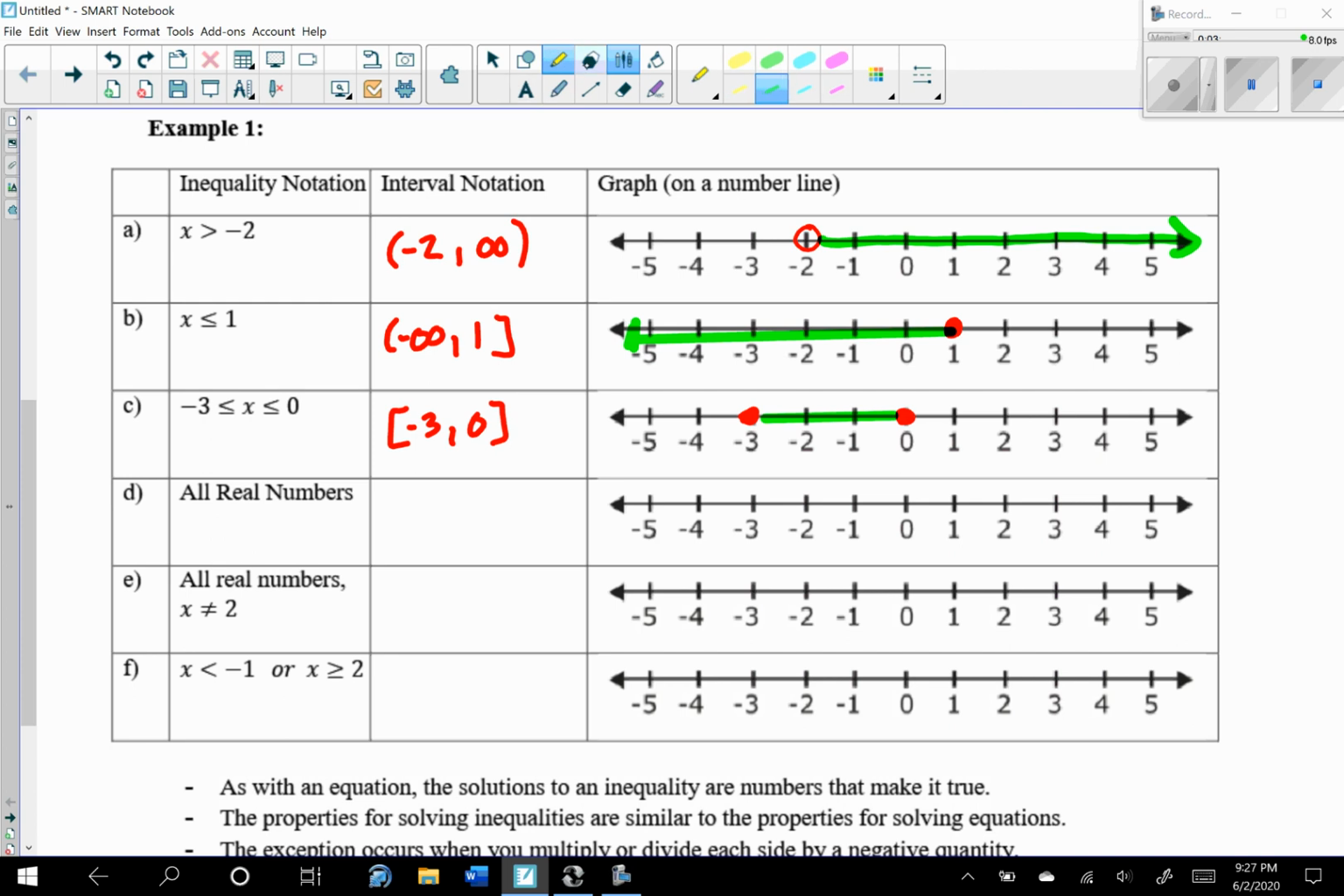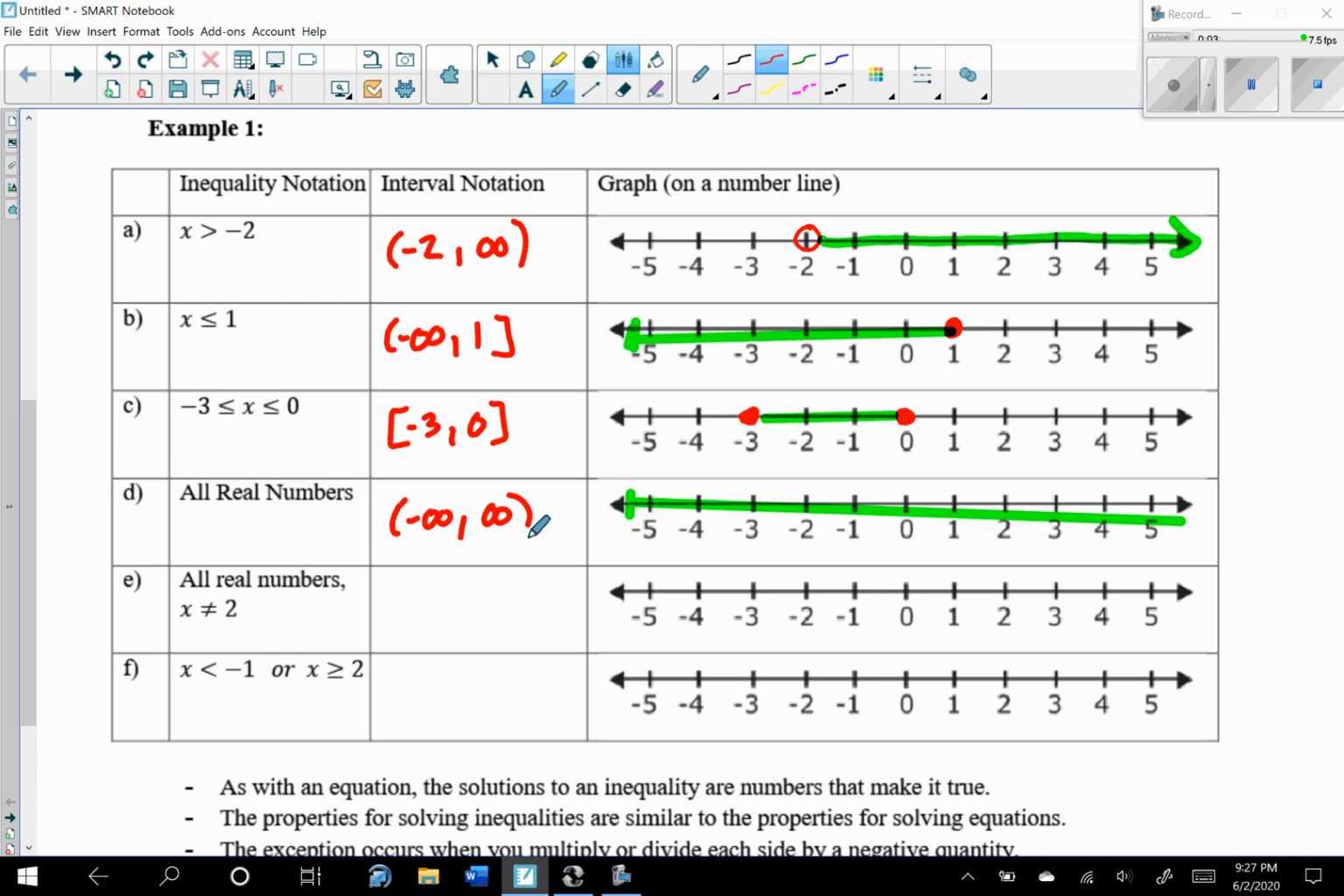For the next one, we have all real numbers. So all real numbers means that we are shading the entire number line. And so when you shade the entire number line, that means that all real numbers is -infinity to infinity. And so parentheses, -infinity, comma, infinity, parentheses.